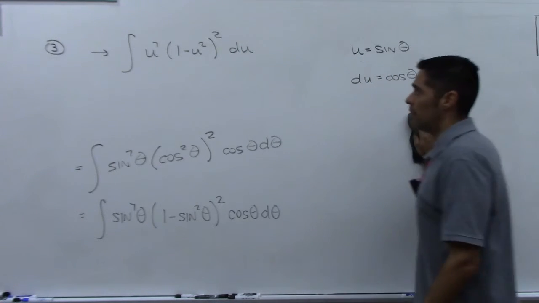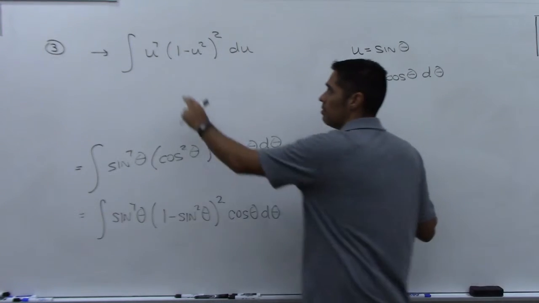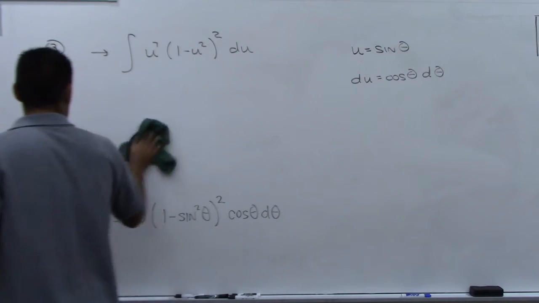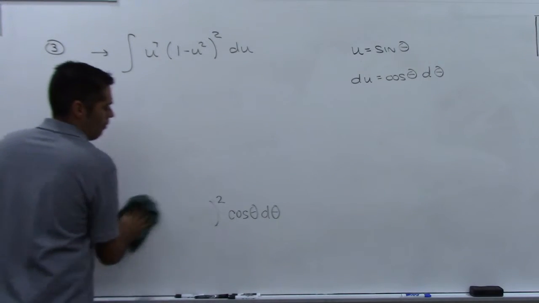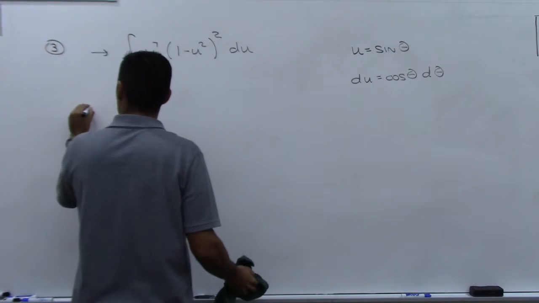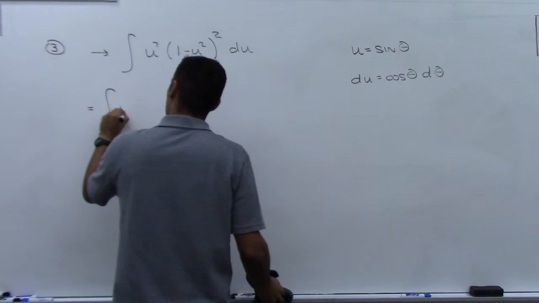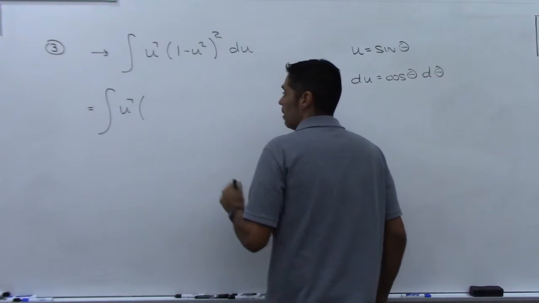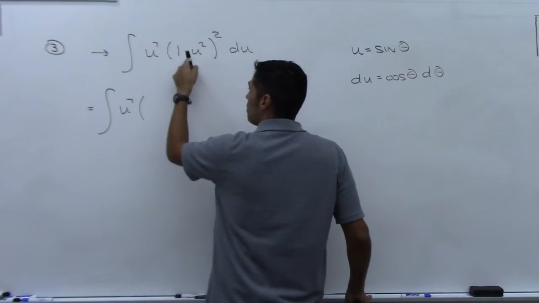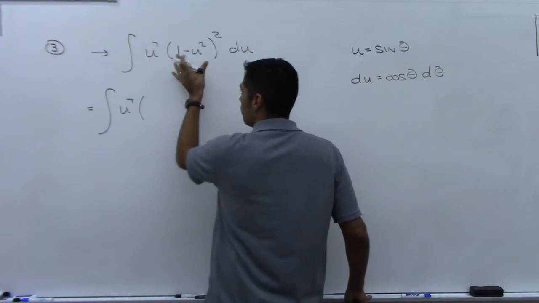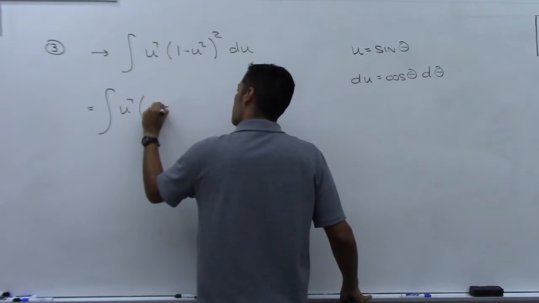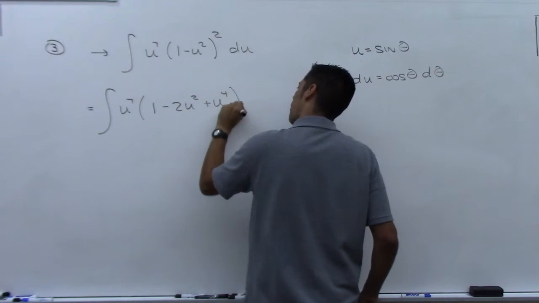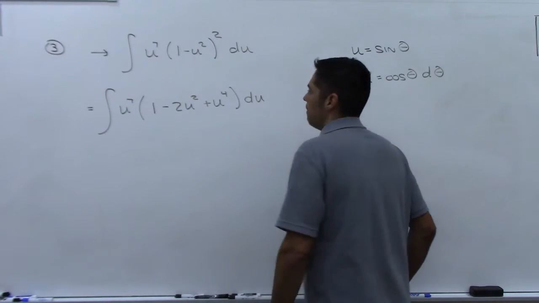And this is very much like the last problem, but I can't distribute the u to the 7th through because I have a squared here. So I actually have to square that first. And because I can square it, that's what makes this problem doable. If that were to the 100th power, I'd have to do something else. So when you square this, you have to multiply it times itself. You get 1 minus 2u squared plus u to the 4th du.